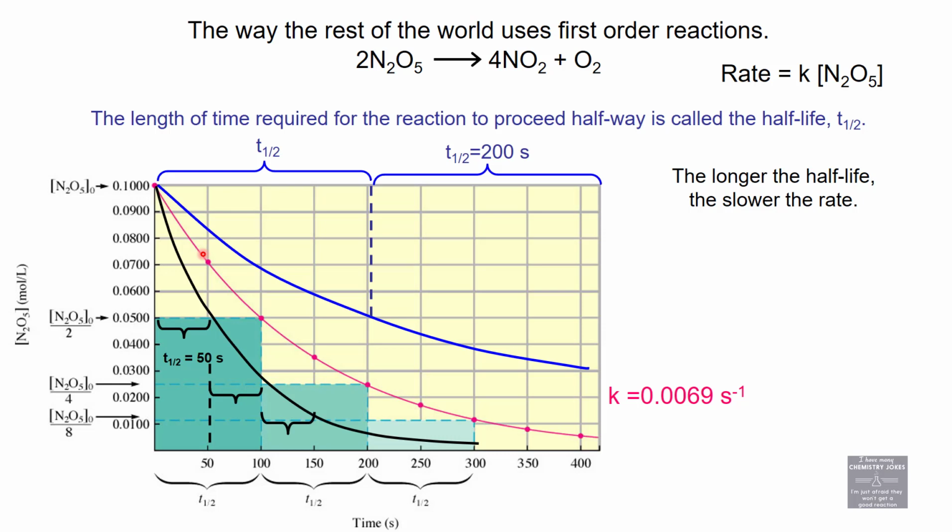be consumed by half. If the pink line has a rate constant of 0.0069, the black line will have a larger rate constant. Shorter half-lives means faster rates. Faster rates means you need a faster rate constant, a larger rate constant.